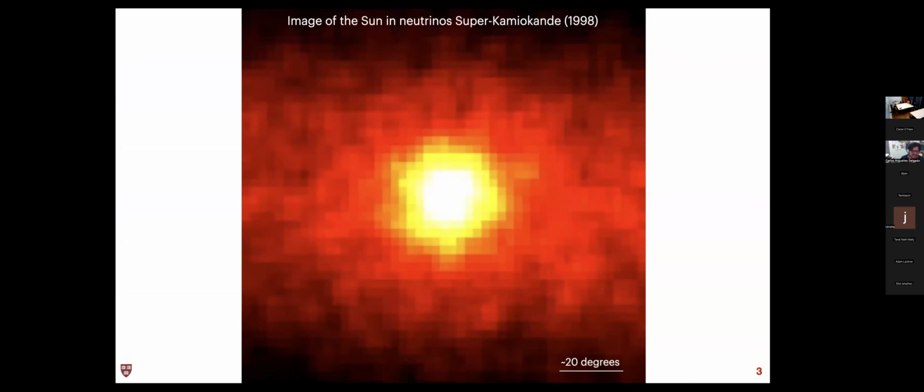I like to show this picture because I hope the following thing happens. This is an image of the sun in neutrinos by Super Kamiokande. This is a fake color image, of course. But I'd like to bring this up because some of the first signatures that we had for massive neutrinos were actually seen, retrospectively, in the mismatch between expectations from solar neutrinos and data.